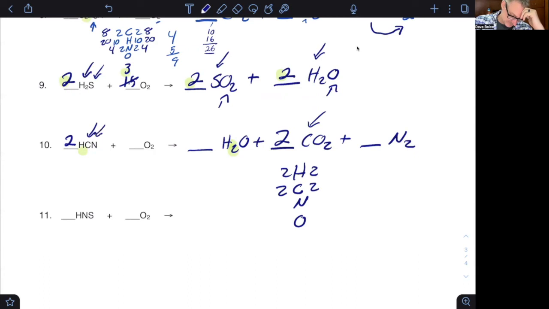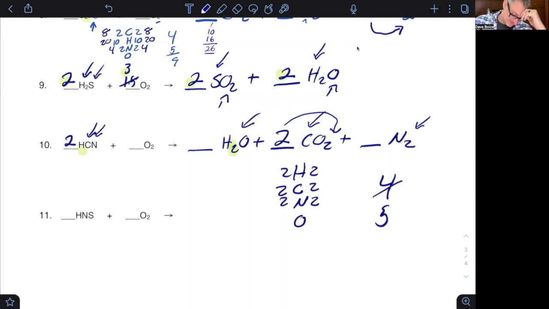Nitrogen. Again, I put that 2 there, so I have 2. And here, I have 2 nitrogens. So nitrogen is balanced. And then let's take a look at the oxygen. Here I have 2 times 2, so I have 4 oxygens in my CO2. But let's not forget the water. I have 1 there. So I actually have 5 oxygens. And so I want to balance those out a little bit.